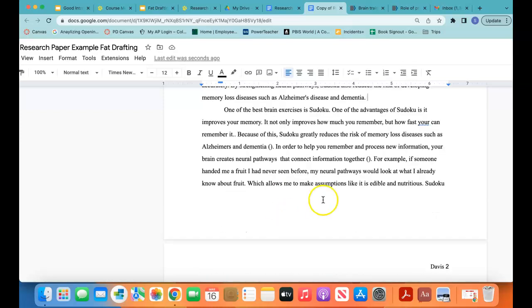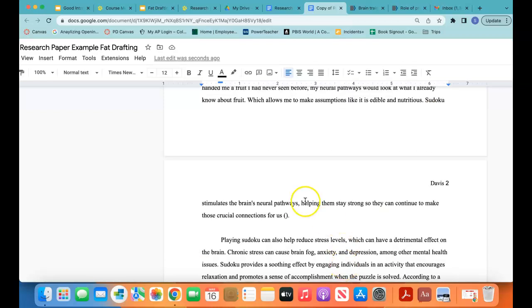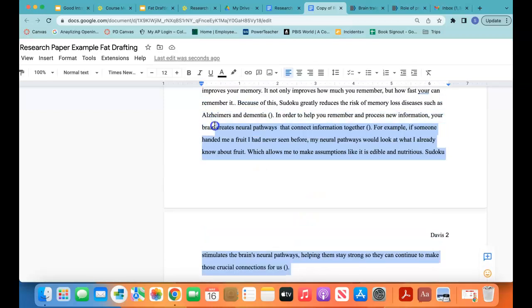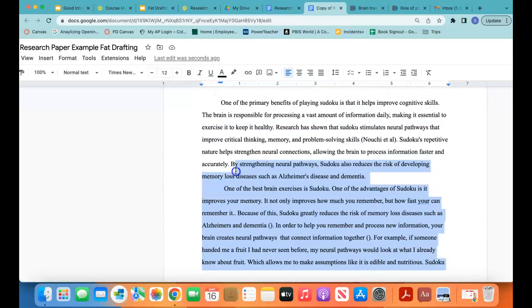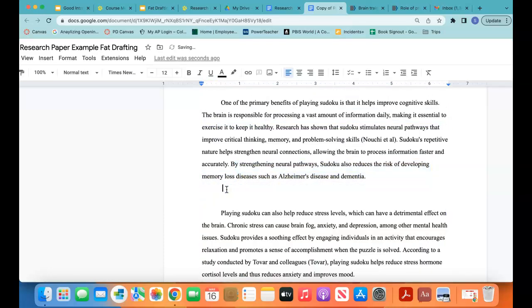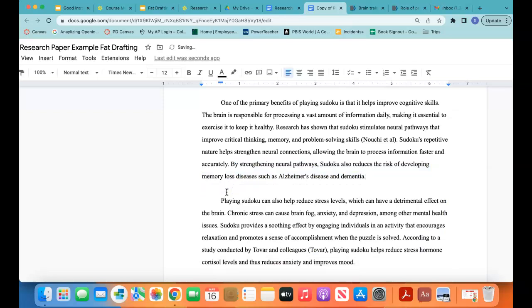Now, when all is said and done, I'll probably only add one or two new sentences. I'm not going to add all of this stuff, right? But those two sentences are going to increase the quality of my body paragraph and add more information to make my paragraphs more clear and to just make them better body paragraphs.